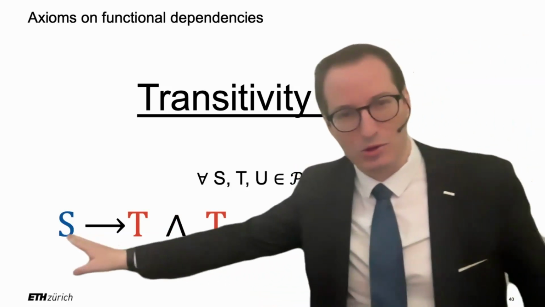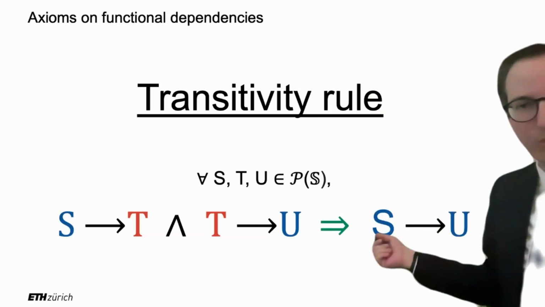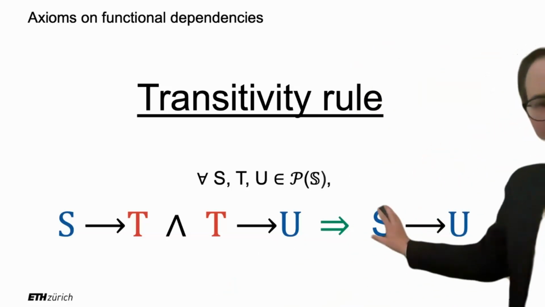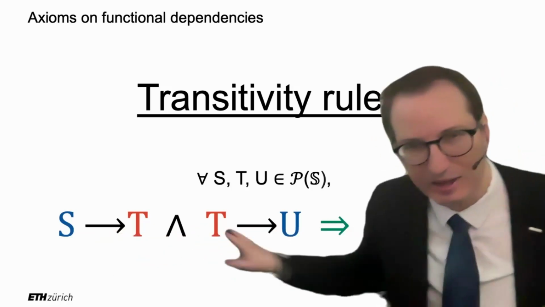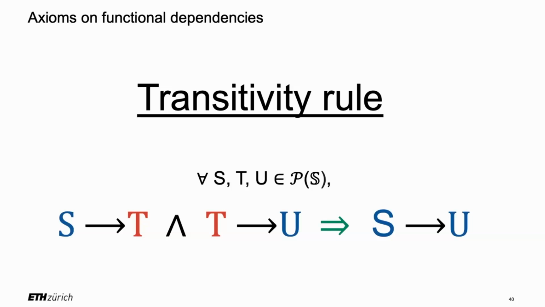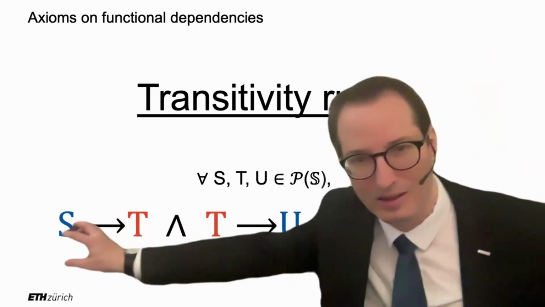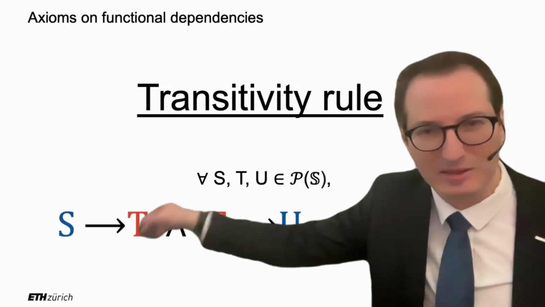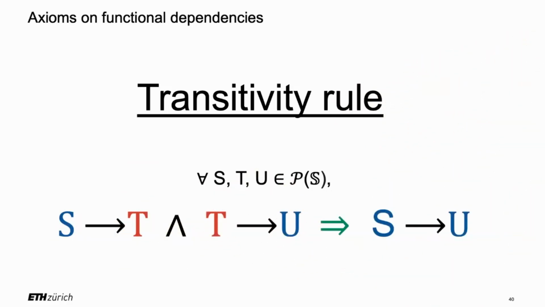All right, so how do we prove that? It's very intuitive to understand, right? Imagine that I know everything in S, and I need to show that I can conclude that I know everything in U. Here's the reasoning. If I know everything in S, then I know everything in T. But since I know everything in T, then I know everything in U. So I've shown that I know everything in U. Does everybody agree? That's called the transitivity rule.